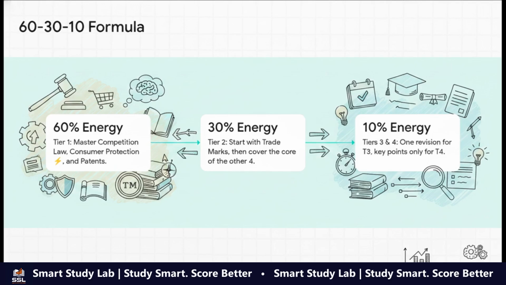It's simple. You're going to allocate 60% of your total study energy to absolutely mastering the 3 Tier 1 chapters. Then devote the next 30% to the 5 Tier 2 chapters, focusing on core provisions. And that last 10% of your energy? That's for all of Tiers 3 and 4 combined. One good revision for Tier 3 and just the key points for Tier 4. That is the plan. It's about studying smart, not just hard.